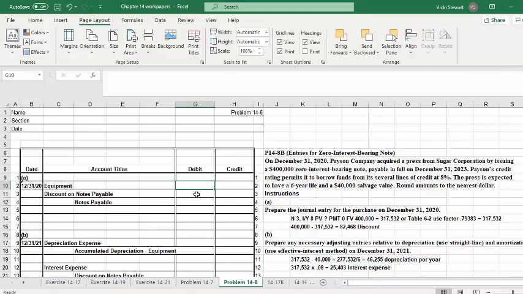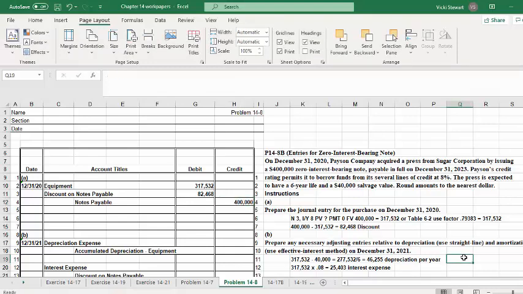So now we can record the entry for the equipment. We would debit equipment for the present value, $317,532. We would debit the discount for $82,468, and we would credit notes payable for the maturity value or face amount of $400,000.